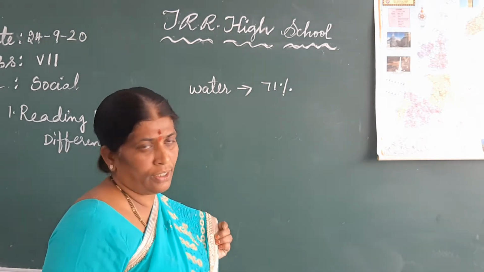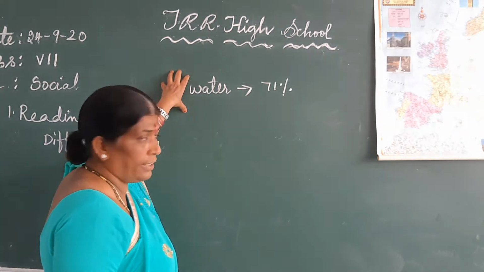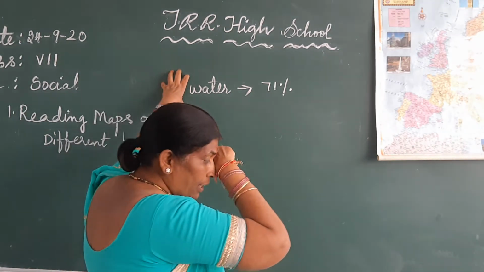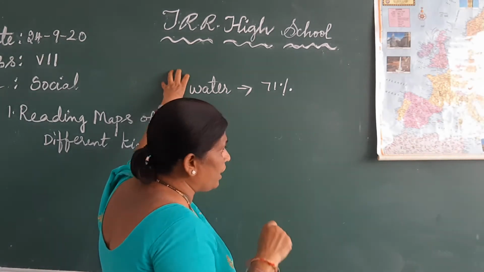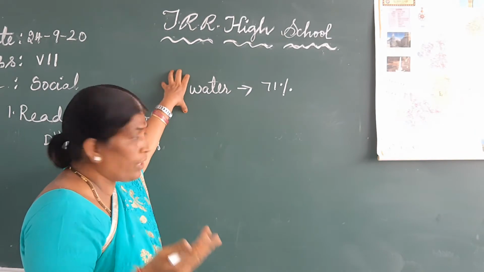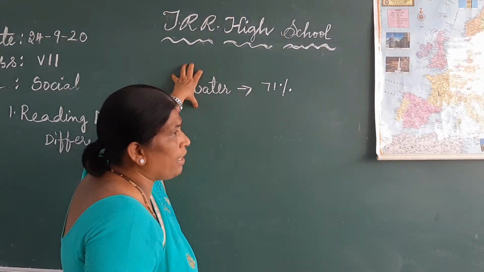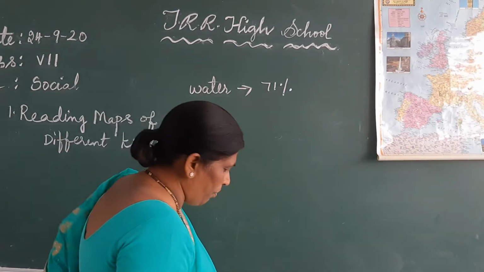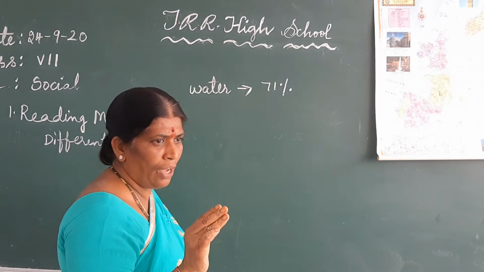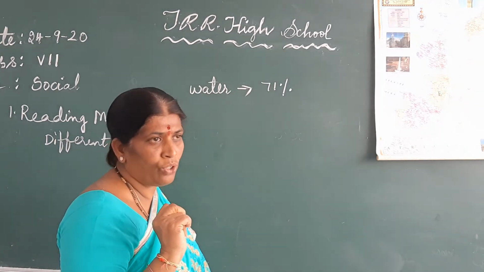71% of water is present. Water is needed for growing crops, agriculture, food. We need food, and for that we need water, irrigation water. But do we have the same rains the whole year? No, we will have them only in the rainy season.